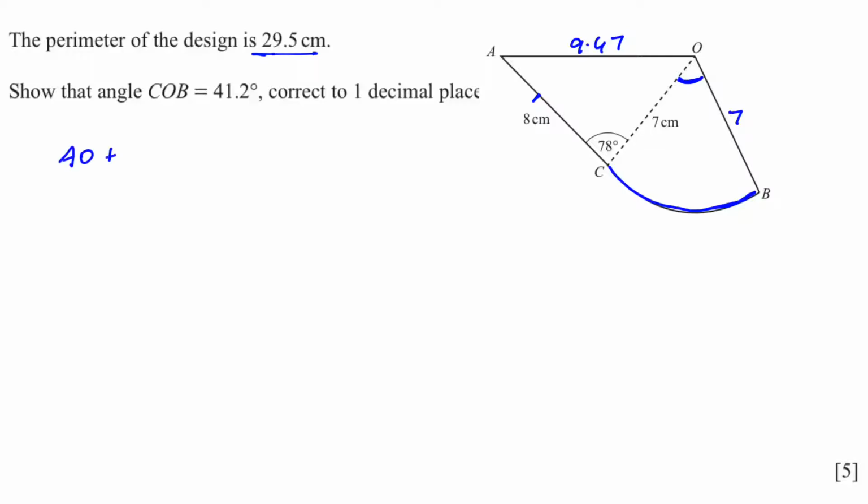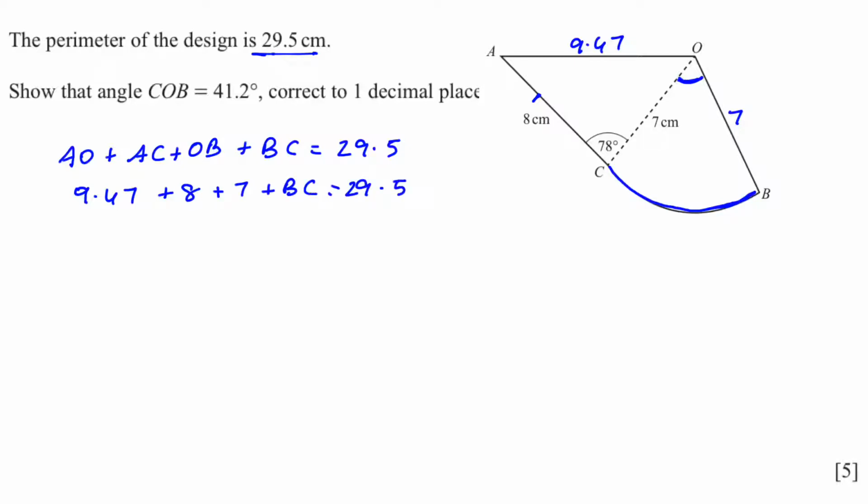AO plus AC plus OB plus BC is equal to 29.5. So we will write 9.47 plus 8 plus 7 plus BC is equal to 29.5. That will be BC is equal to 29.5 minus 9.47 plus 8 plus 7.